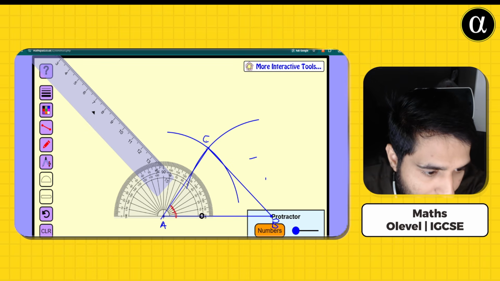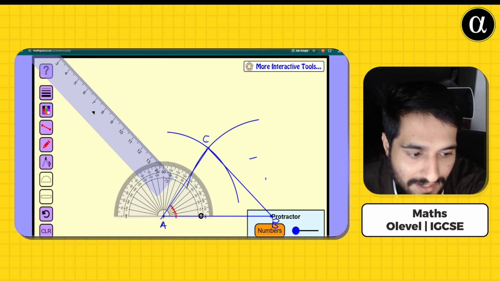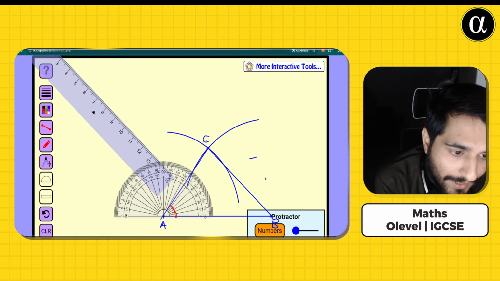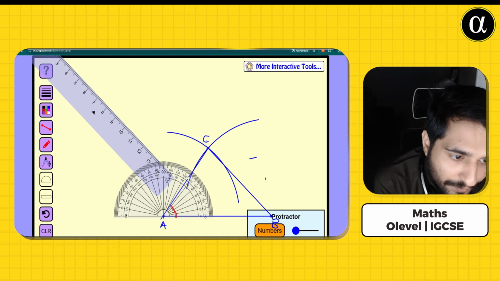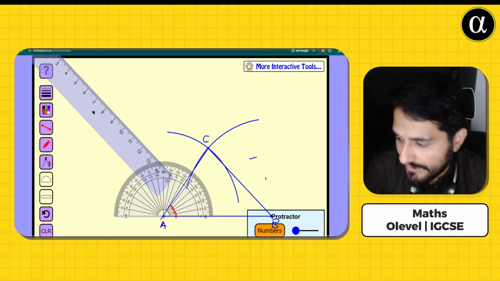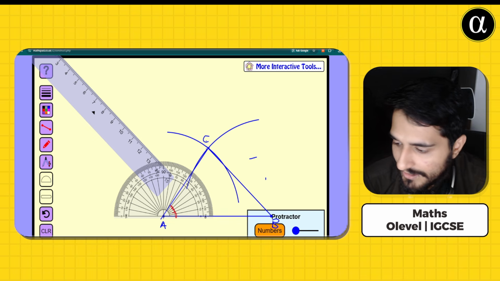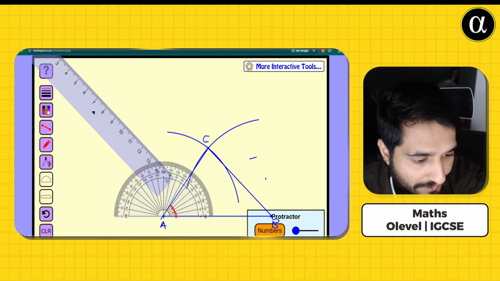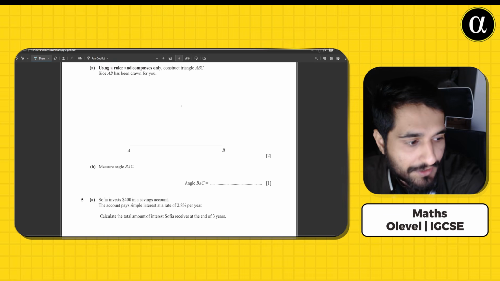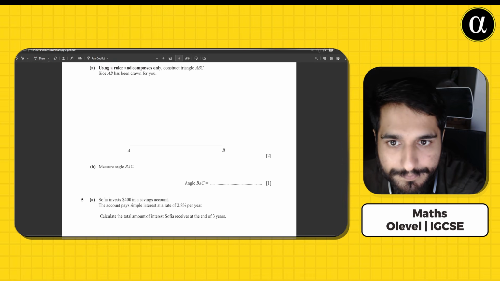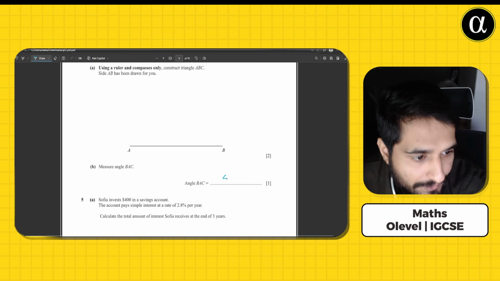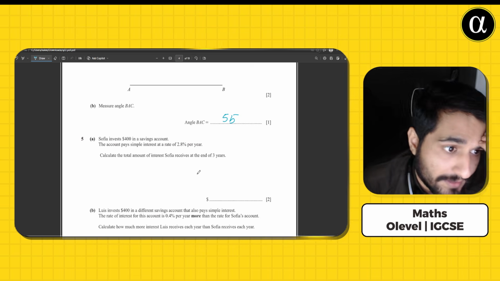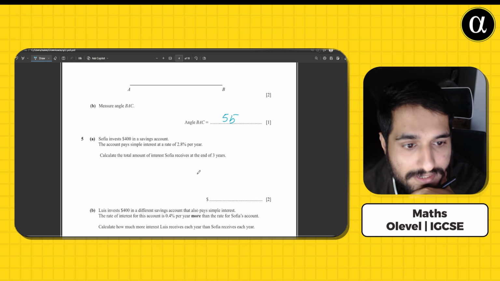The angle that we're supposed to read is the angle that starts at 0 degrees that we align with the baseline. So it's going to start from here, and the angle is somewhere around 54 or 55 degrees for this case. So we can say that the answer is somewhere around 54 or 55 degrees, as you can see. So we will be writing the answer 55 over here. This should be 55. All right, now question number 5 says that Sophia invests $400 in a savings account.